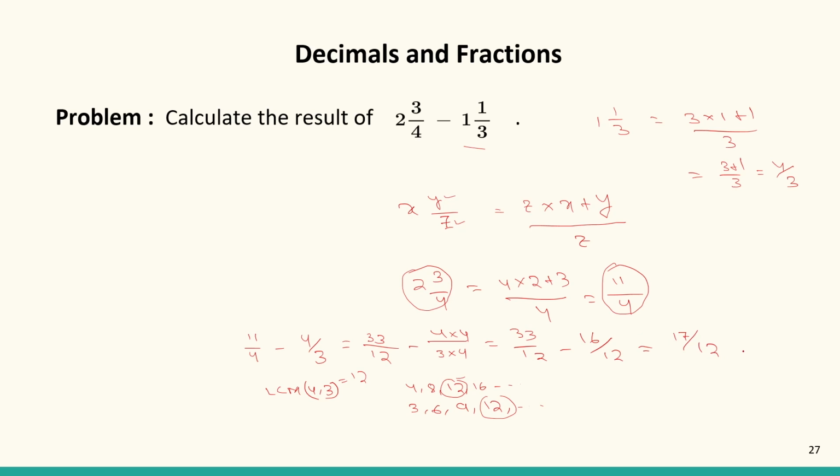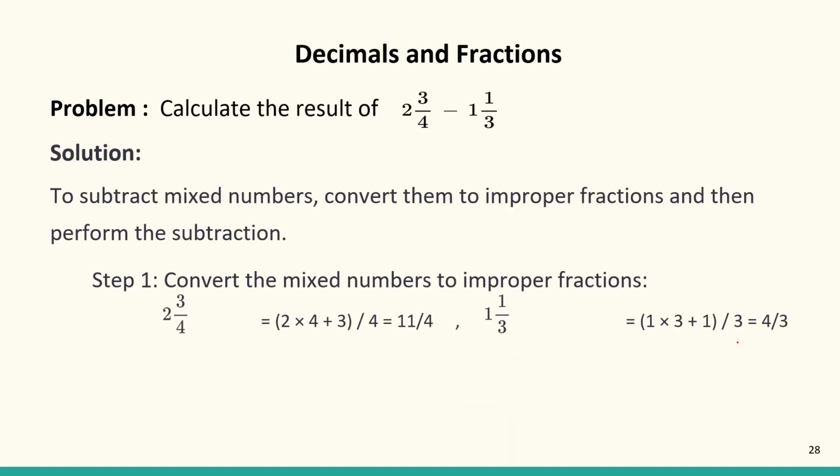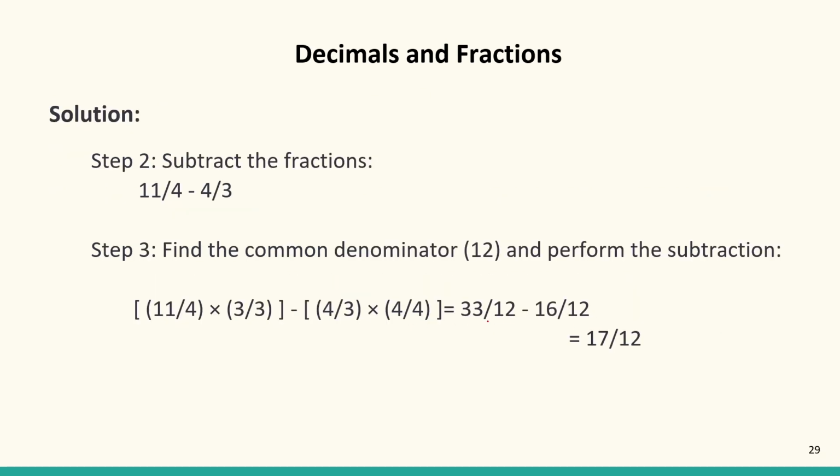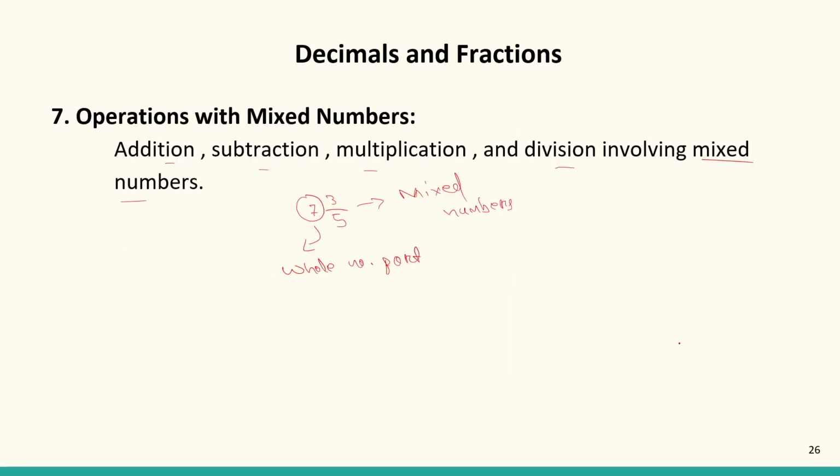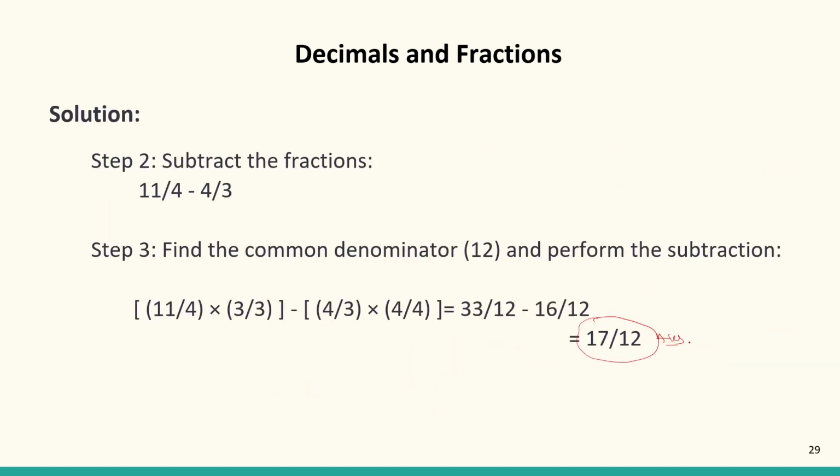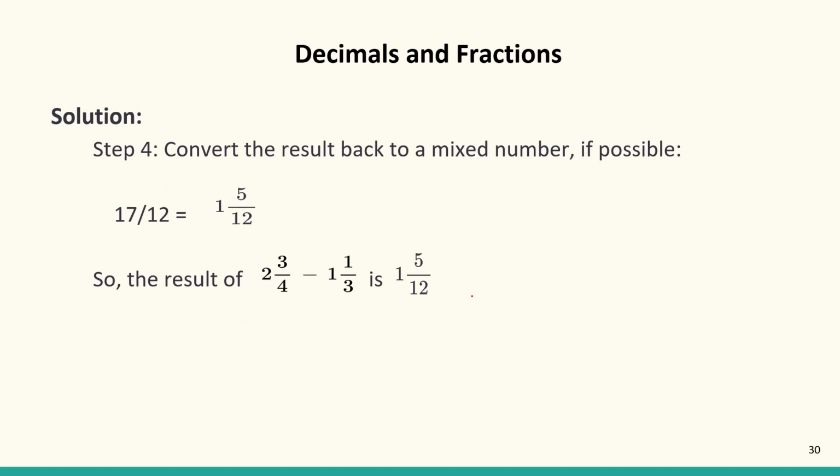Okay, so this is the answer, and what we can find out here is 1 and 5 by 12. In the mixed number form, this will be the answer. So what we did is we first converted it, and this is the answer that we got. Same answer, 17 by 12, and here 17 by 12 can also be written as 1 and 5 by 12. Here in the mixed number form we got it.